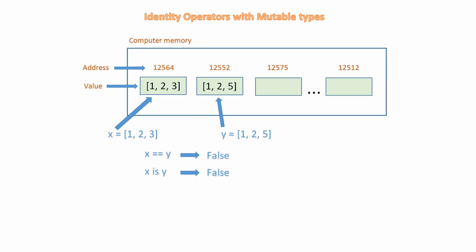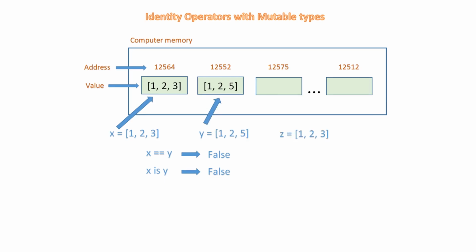Now let's create another list type variable z is equal to [1, 2, 3]. Here the value of x is equal to z. But in case of mutable types, though x is equal to z, they are not the same objects. Variable z is allocated to a different memory location. Now when we use the command x == z, the output will be True because the values of x and z are the same. But when we use the identity operator x is z, the output will be False because the addresses of x and z are not the same.